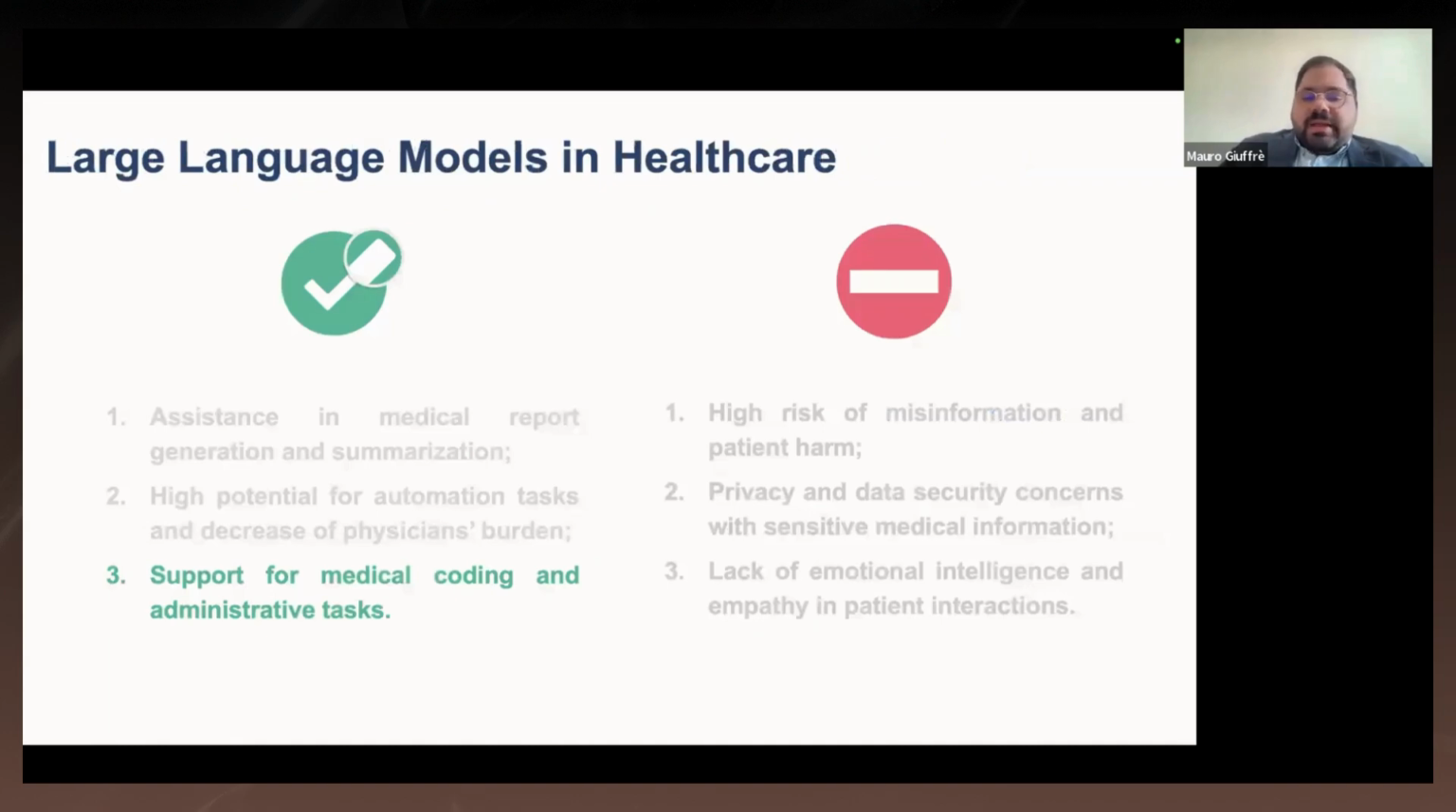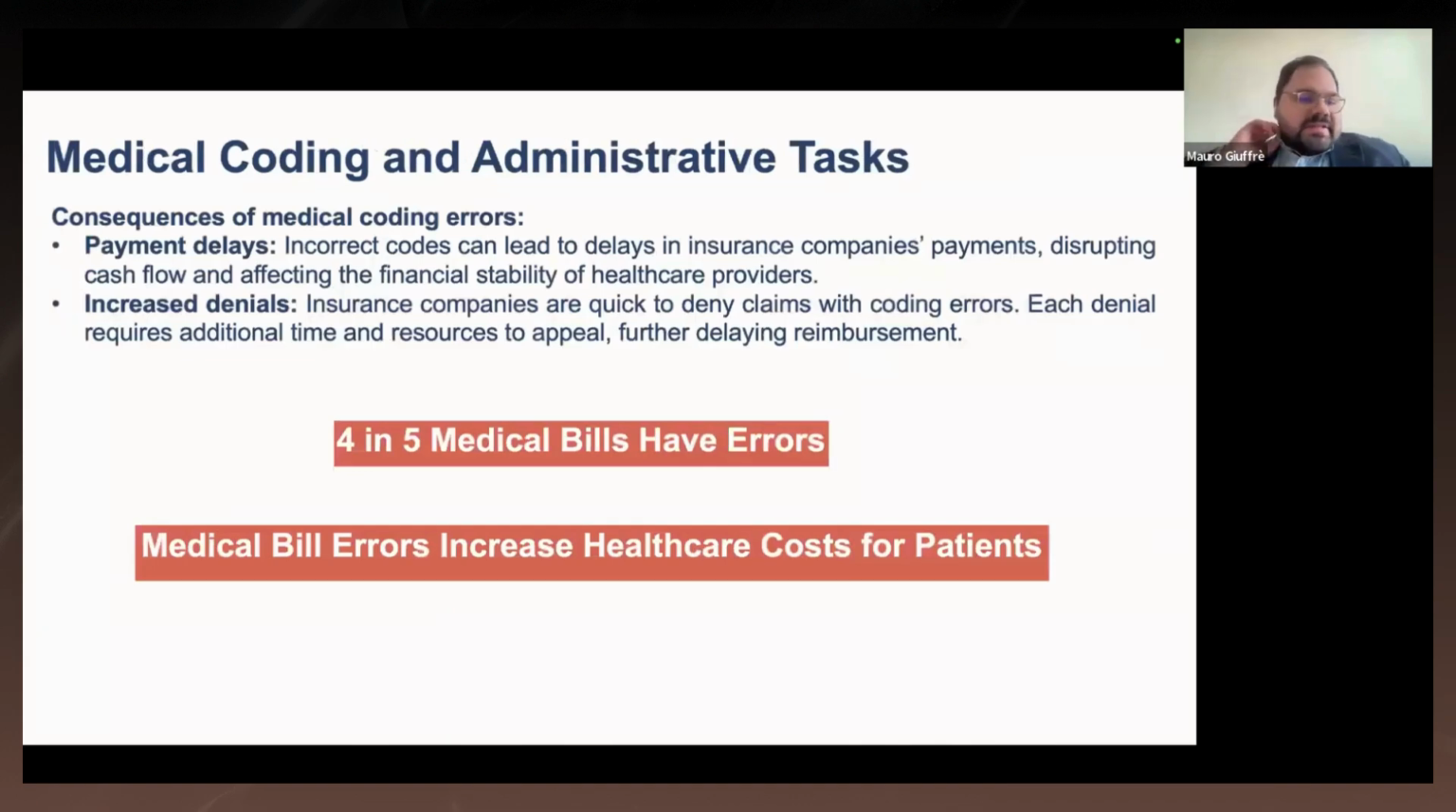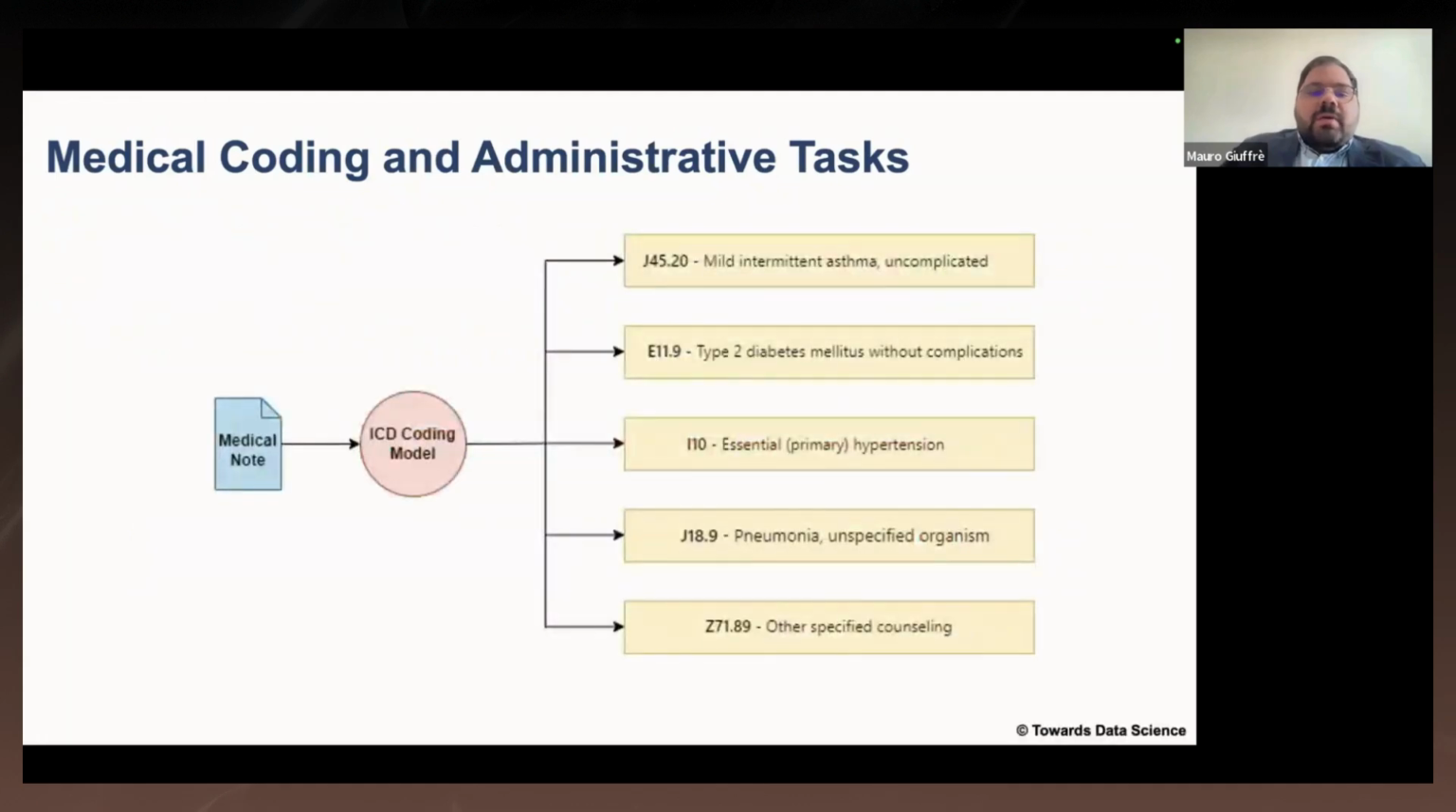I want to talk briefly about medical coding and possible supporting administrative tasks. This is important because 4 in 5 medical bills, especially in the United States, have some errors, and these errors may increase the healthcare cost for a patient. You can see how, in a private healthcare system, this may affect cost and patient satisfaction. We have ICD codes, and these ICD codes are taken by administrative people from the medical notes, and they establish diagnosis and treatment.